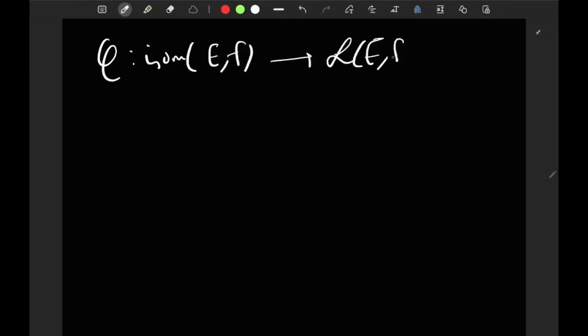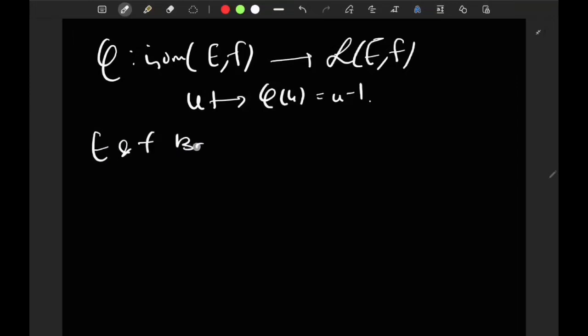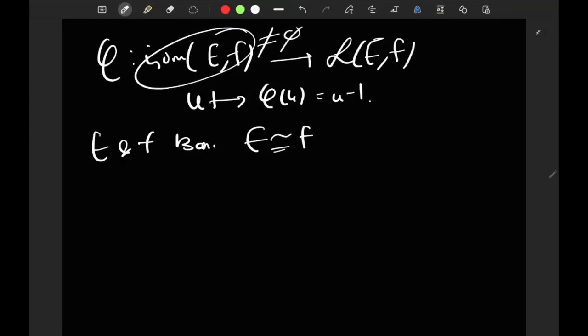Before that, I'm going to be talking about the differentiability of the inversion map, which we already saw is continuous previously. So we're talking about this map phi, which goes from isom EF into L of EF, okay, which takes each u to its inverse. So phi of u equals u inverse. This thing we already showed that it's continuous. Okay, of course the assumptions have to be correct. We need E and F to be Banach spaces, okay, and of course E to be isomorphic to F, because otherwise this isom is empty. Okay, we want it to be non-empty.